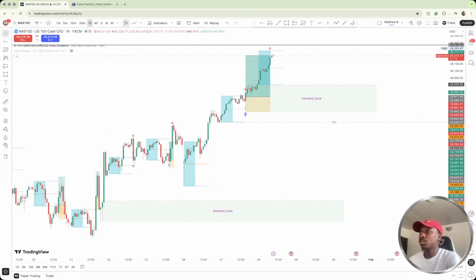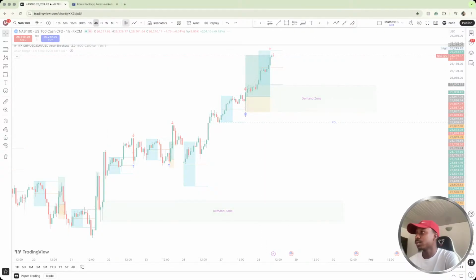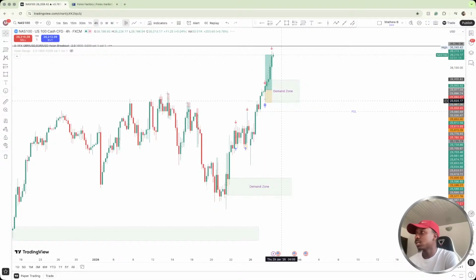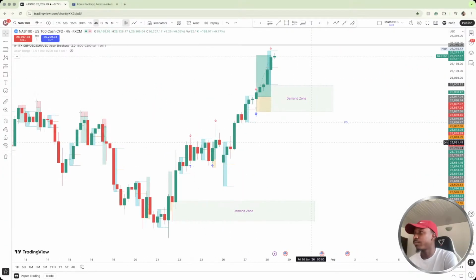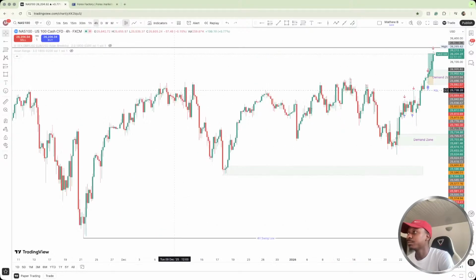So let's see what it looks like on 4 hours actually. On 4 hours, it looks like this. On 4 hours, it looks a little bit more like this, right? And it's pretty okay. I think we can do with it. Let me turn this off to make it a little bit clearer.